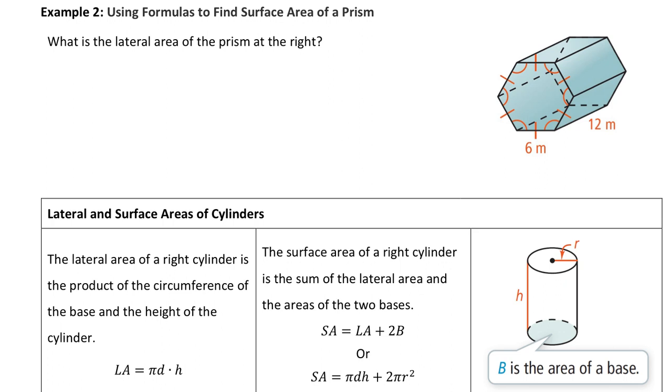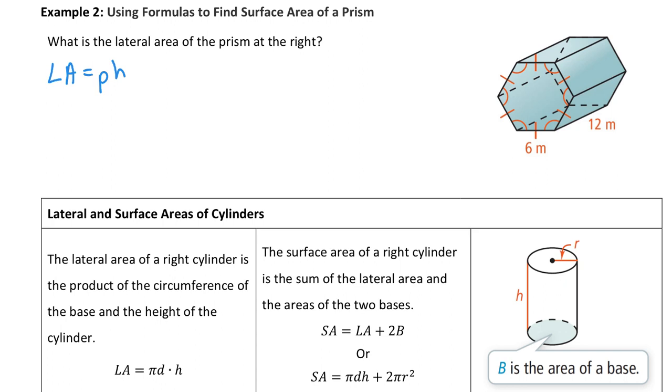So in example 2, we're going to use that lateral area formula. I understand you're going to have to flip back, but you're going to see why this is useful. The lateral area is the perimeter of the base times the height. So we're finding the area of all of these rectangles. And if you see the shape, it's a 6-sided base. It's a hexagon base, which means it has 6 lateral faces.